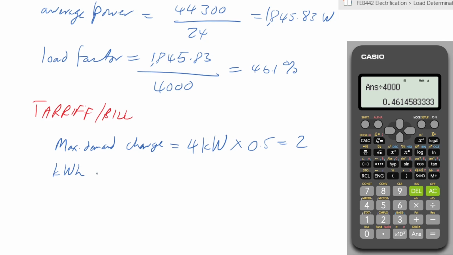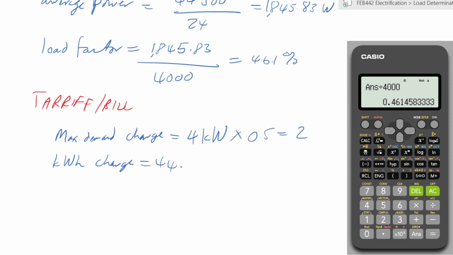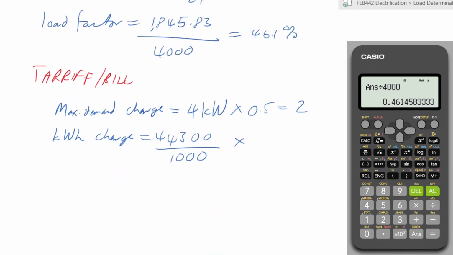And your kilowatt hours charge, which is the charge for the actual amount of energy consumed, is the total energy consumed, that 44,300 divided by 1,000 to get kilowatts, times 35 cents per kilowatt hour. So 0.35. And that will give us 44.3 times 0.35, which is 15.5. So your total daily bill will be the sum of these, which will give us 17 shillings and 50 cents. Right? That's the average bill. And this is common for a lot of tariffs that are charged, which we will see a bit later, in the next section, which is about billing.